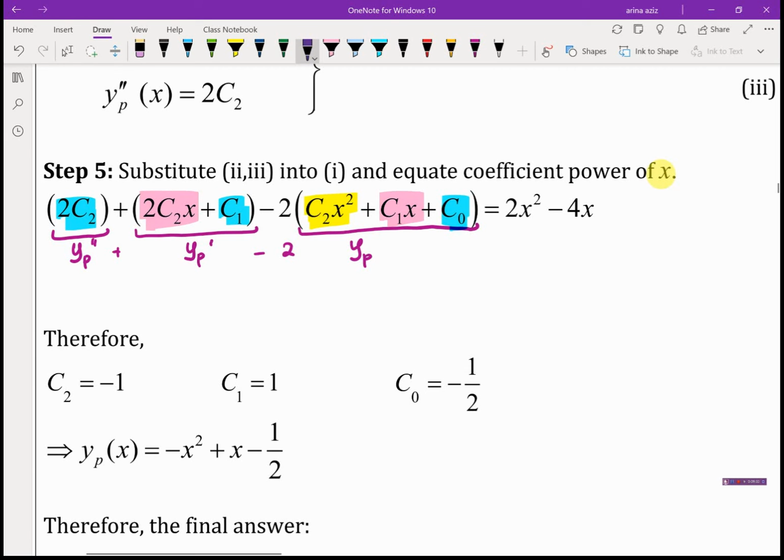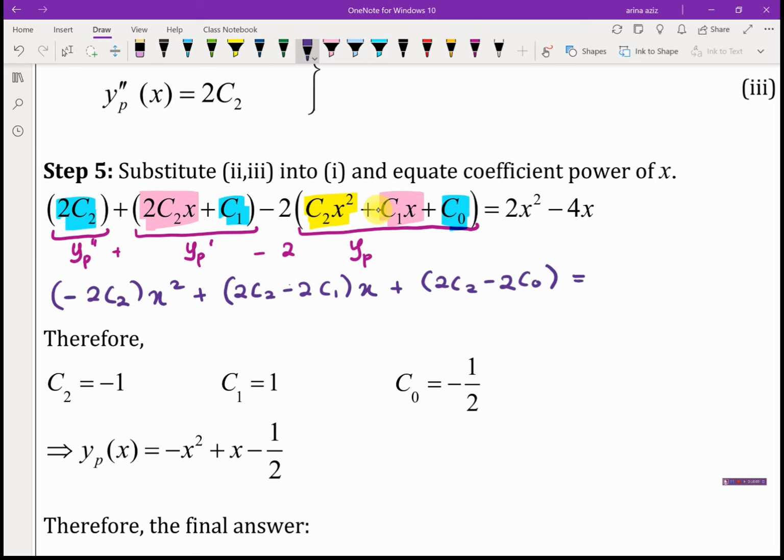We will have, with x squared, negative 2c2, the coefficient for x squared, and then plus the coefficient for x, the pink one, we have 2c2 plus, no, minus 2c1, this is x. And lastly, we have 2c2 minus 2c0, the blue color. And equate this with 2x squared minus 4x.